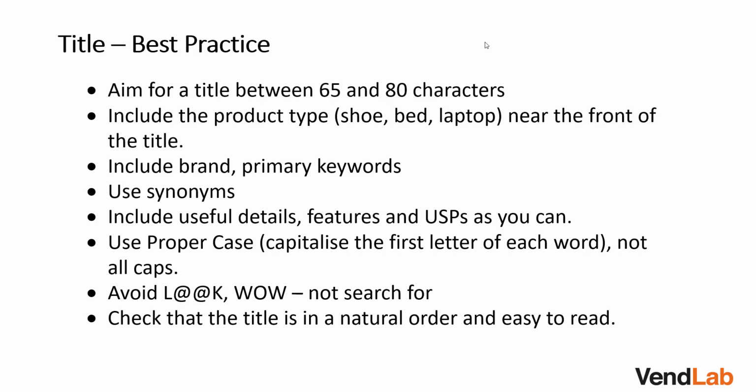You should also include your brand and the primary keywords which you discovered using the keyword research phase. As well as these primary keywords, you should use synonyms. So for example, if you're selling a pram, you should use keywords such as stroller and buggy. Also include useful features and the unique selling points of your products.